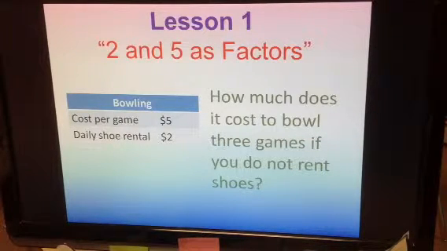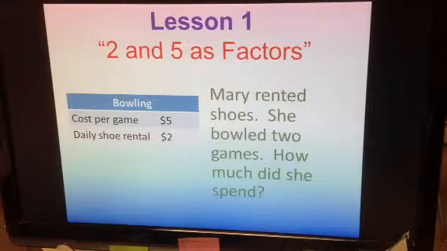We looked at some problems from the book. How much does it cost to bowl 3 games if you do not rent shoes? 5 times 3 is 15. Mary rented shoes. She bowled 2 games. How much did she spend? Pause the video to figure this out. She spent $2 on shoes, and she bowled 2 games. 5 times 2 is 10, plus the $2 that she spent on shoes is 12.